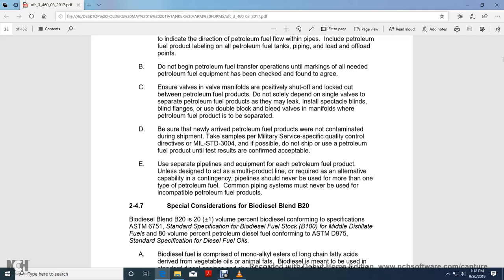Be sure newly arrived petroleum fuel products were not contaminated during shipping. Take a sample per the military specific quality control directives, Military Standard 3004.